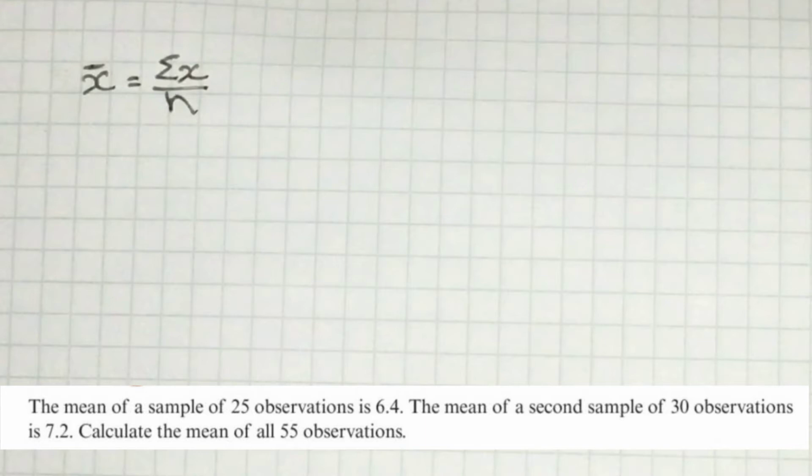The mean of a sample of 25 observations is 6.4. The mean of a second sample of 30 observations is 7.2. Calculate the mean of all 55 observations.